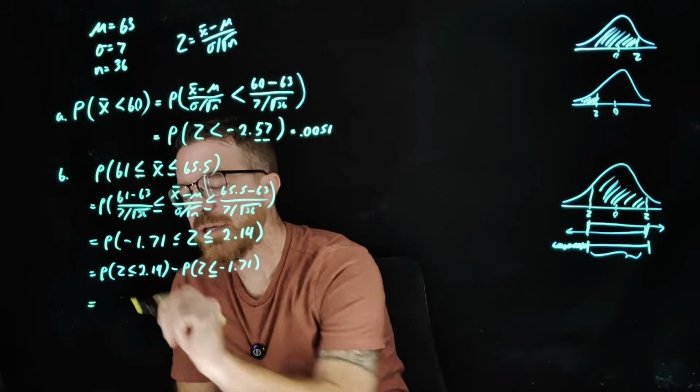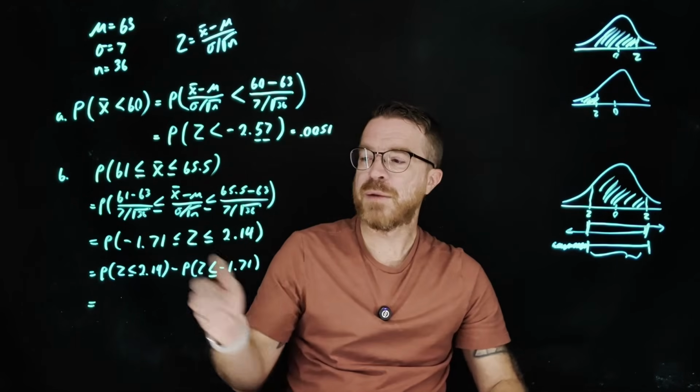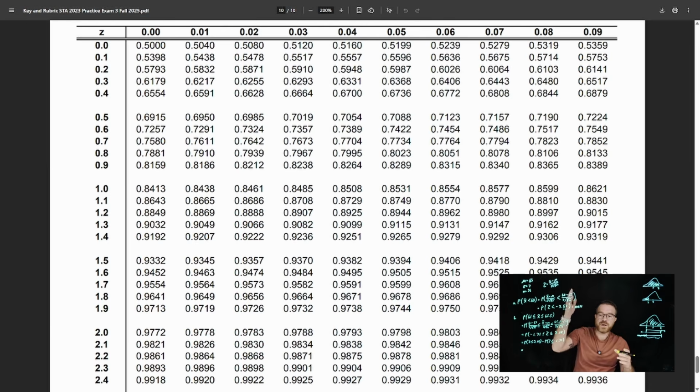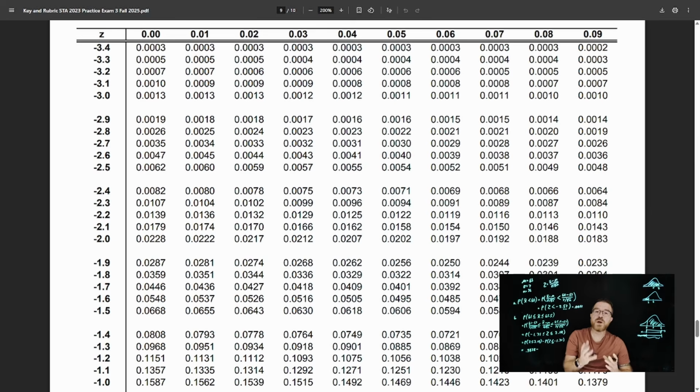So now this is going to be equal to, we go to our z table, and we find the probability to the left of 2.14. Looking at our table here, we go down to 2.1, we go over to 0.04, and I get a probability of 0.9838. Minus. Then we go to our negative z table. We're looking for the probability to the left of negative 1.71. So we go down to negative 1.7, we go over to 0.01, and we get 0.0436.